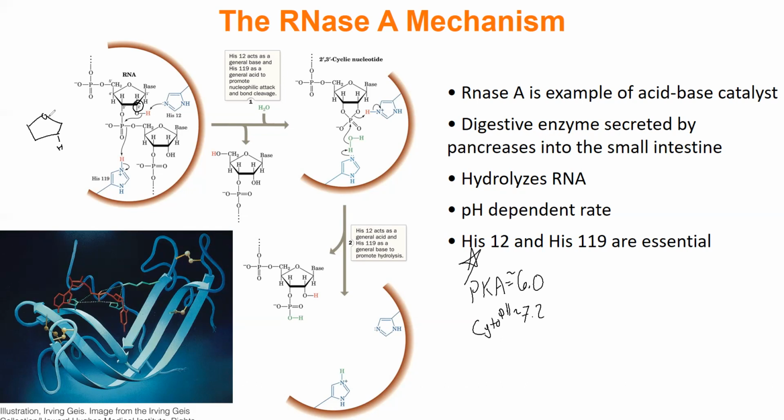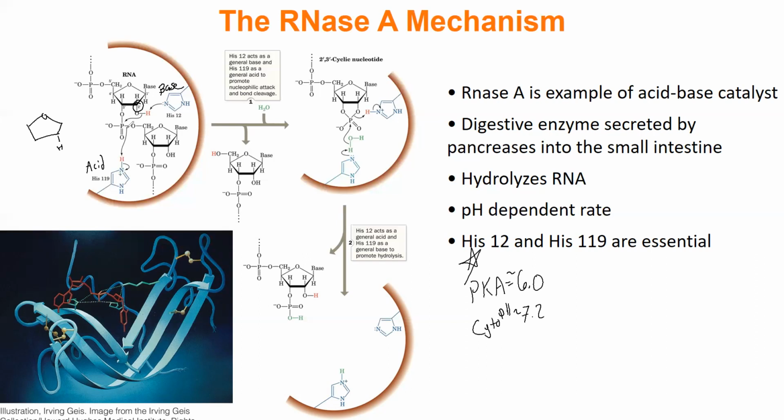And so if we look at this mechanism, His12 is our base, and His119 is our acid to begin with. So His12 is taking the hydrogen from the alcohol group on the 2' position. When it does that, oxygen will have no hydrogen, it will be negatively charged, and so it will want to attack this phosphate molecule, or atom rather. And so it will do that.